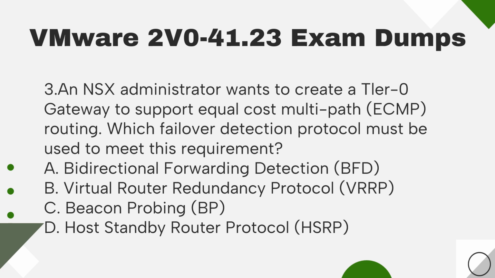3. An NSX administrator wants to create a Tier-0 gateway to support equal-cost multipath (ECMP) routing. Which failover detection protocol must be used to meet this requirement? A. Bidirectional forwarding detection (BFD). B. Virtual router redundancy protocol (VRRP). C. Beacon probing (BP). D. Host standby router protocol (HSRP).